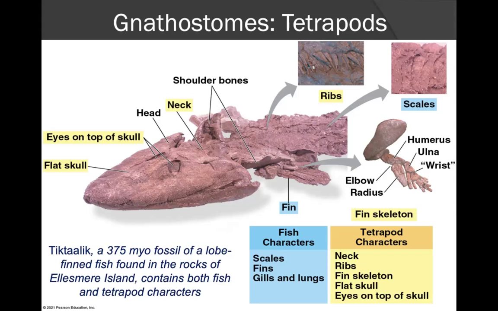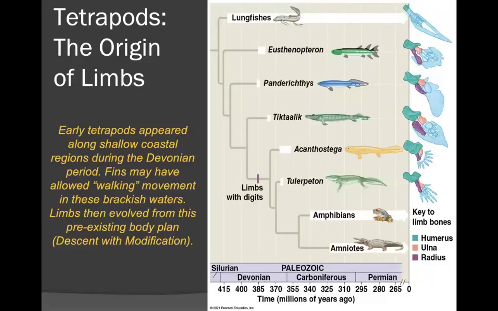Note the presence of a humerus, ulna, as well as wrist bones. This is important in understanding the development of the tetrapod limb and the movement of tetrapods onto land. It is believed that many of the early tetrapods appeared along the shallow coastal regions during the Devonian period. Fins may have allowed for distinct walking movement in brackish-type waters. Eventually, limbs evolved from this pre-existing body plan through descent with modification.